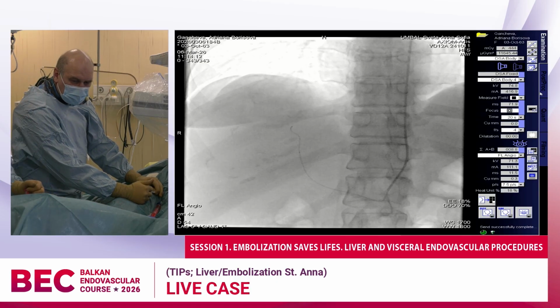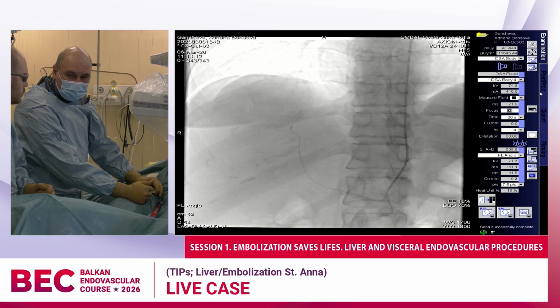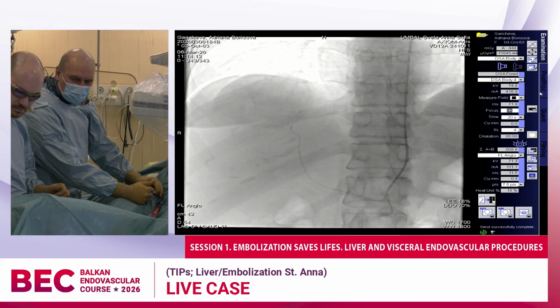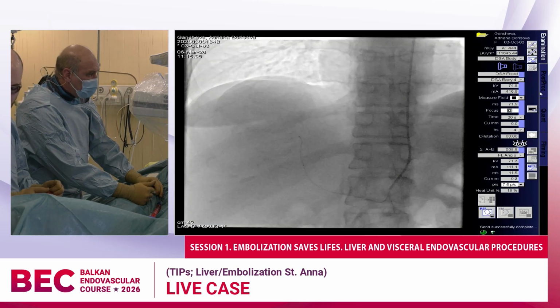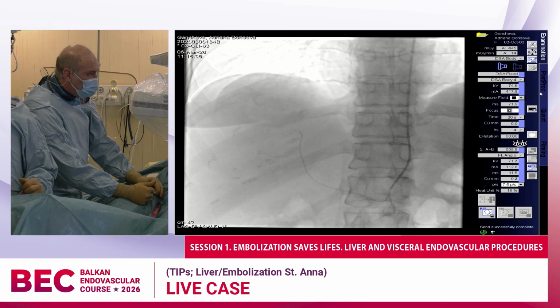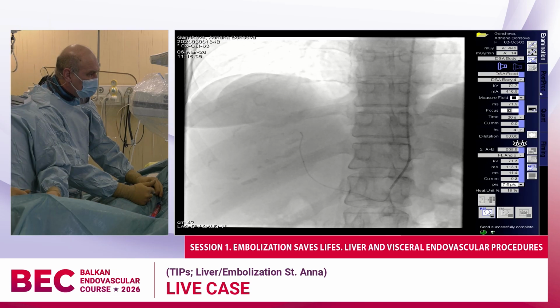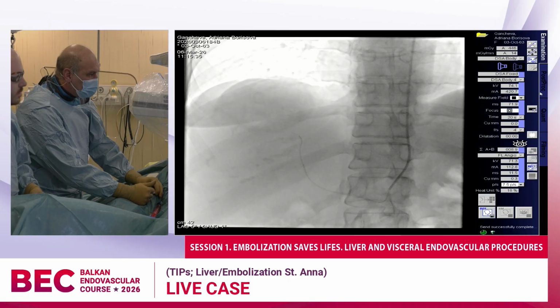I want to show to the public how to prepare a gel-spon slurry, because it's something you have in every cath lab. And now our nurses and Dr. Kamburov will show you how to prepare a gel-spon slurry. 10 cc syringes. You can call it slurry or jelly.